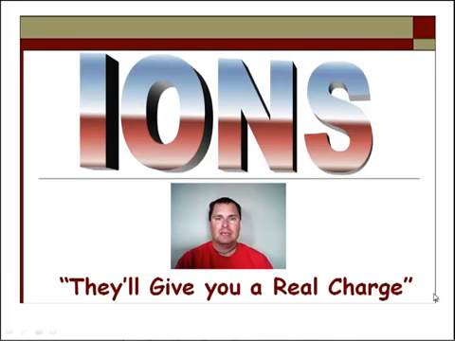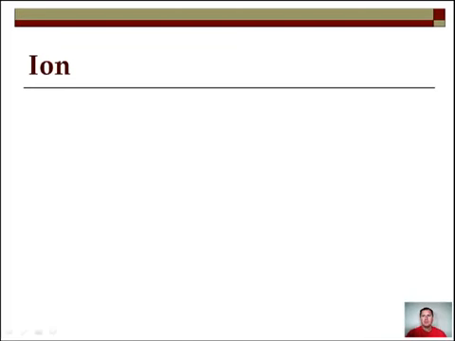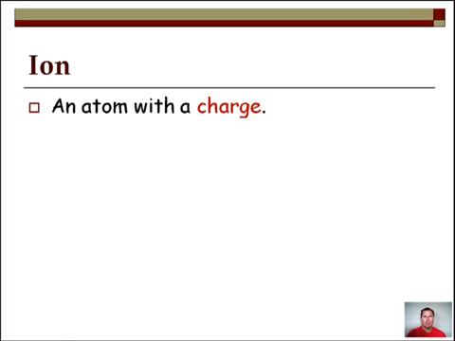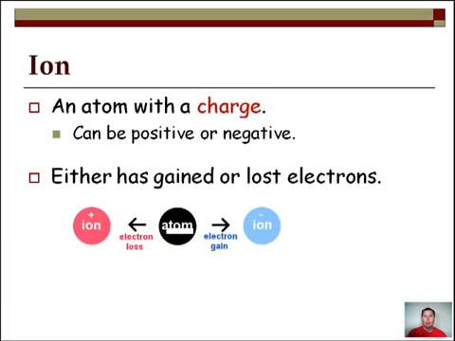So let's go ahead and get started talking about ions. An ion, as we talked about earlier when we talked about atomic structure, is simply an atom with a charge. It can be either a positive or negative charge. Remember, it gets that charge by either gaining or losing electrons, not protons. We can't change the number of protons because that changes the identity of the element, but we can change the number of electrons.